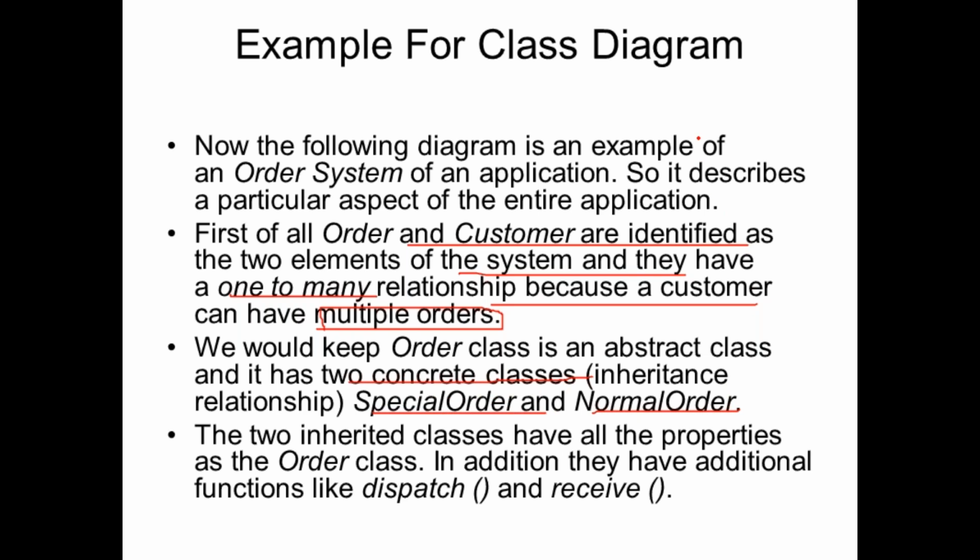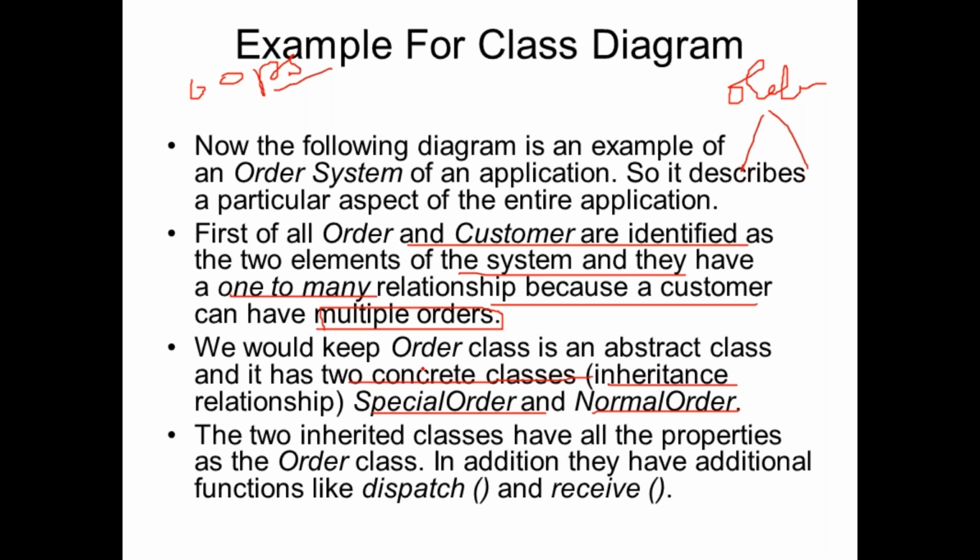We have two concrete classes, the special order and the normal order. So we would keep the order class as a parent class, and it has two concrete classes, special order and normal order. In the object-oriented programming concept, there is something called an inheritance relationship, where the child classes inherit the behavior of the parent class.